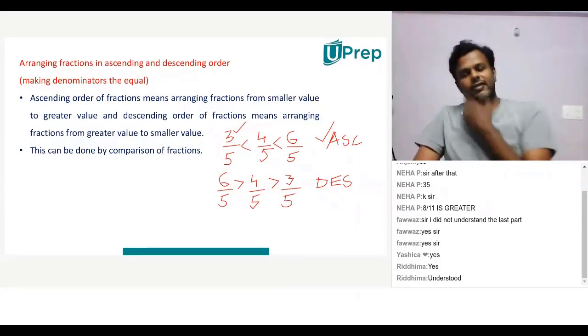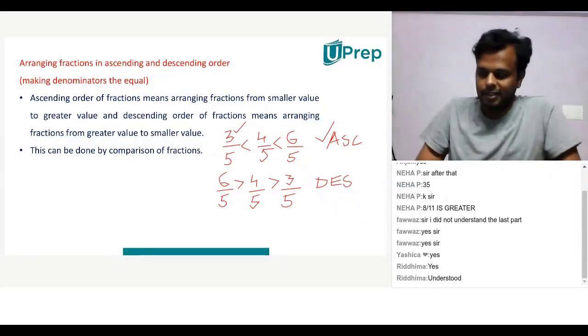See, when the fractions are like fractions, it is easy to arrange, isn't it? You just observe the numerators. The smallest numerator will come first in the ascending order. The second smallest will come, and then the other one.